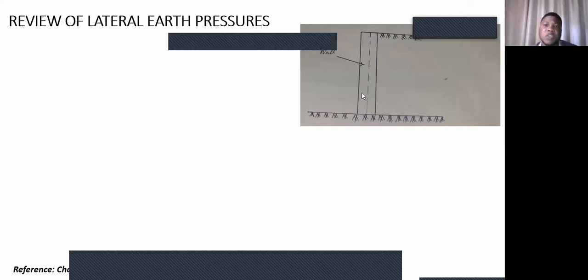As displayed here, this is basically what we have. We have a vertical wall, and this is your backfill that I indicated with this, and then you are having your wall here. This particular wall itself is a section of the retaining wall. Then you have your backfill, and also you have your ground level here of the retaining wall.